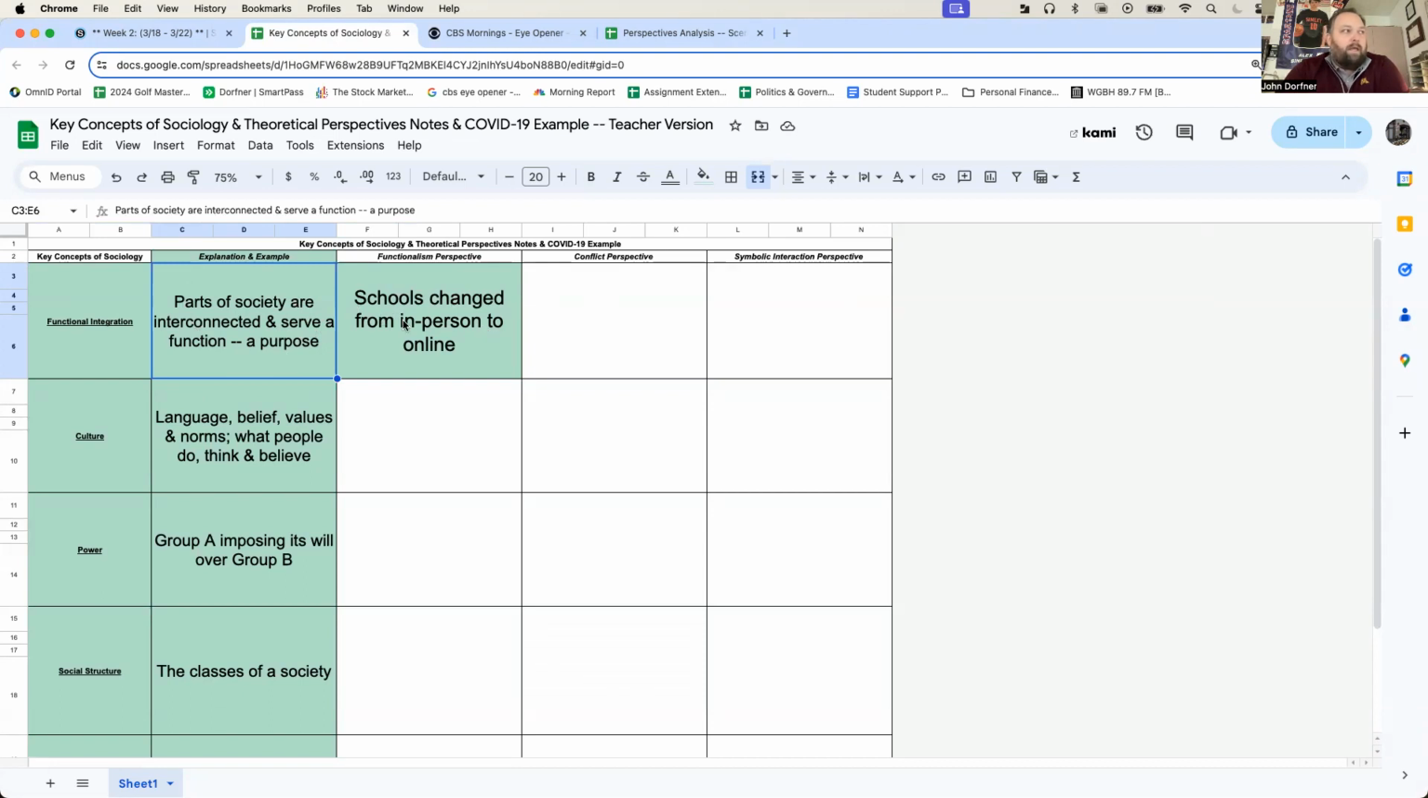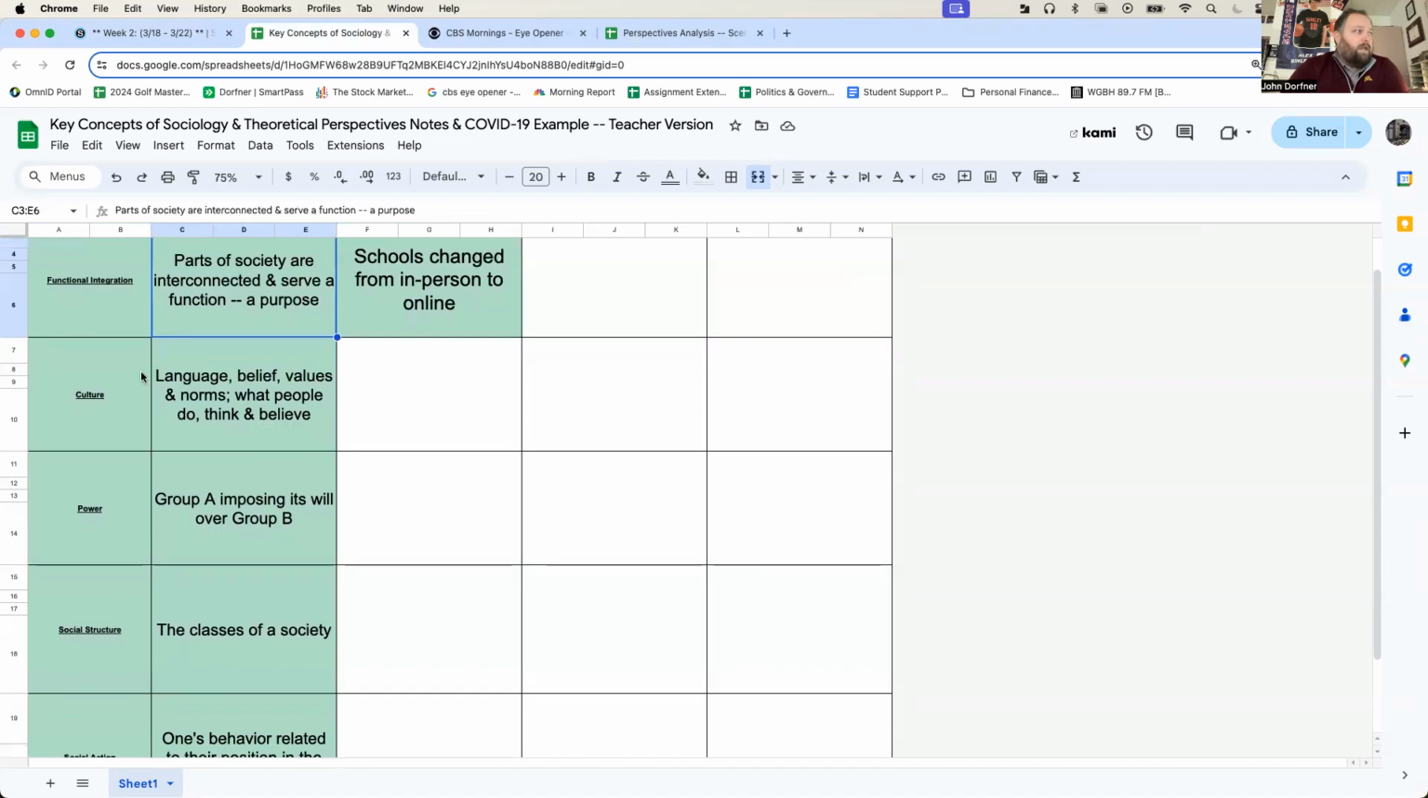The function that changed during COVID was schools. Schools changed from being in person to online. In this theory of analyzing societal change, the argument is that if you change one single component or function of society, you will have a ripple effect through the rest of society. So if we change schools from in-person to online, how is that going to affect the rest of our society?